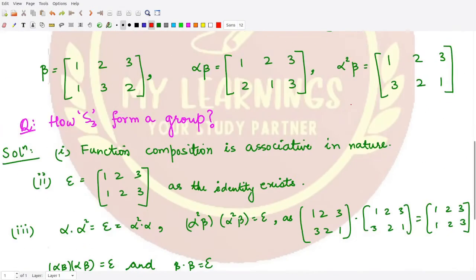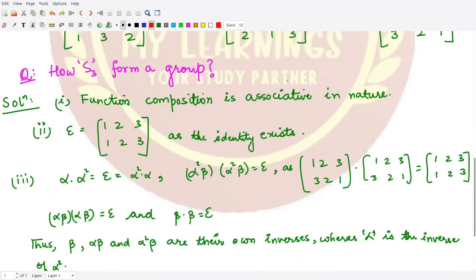So therefore alpha and alpha inverse, alpha and alpha square, they are inverse to each other. For the next elements, we see that alpha square beta is the inverse of itself. Again, alpha beta is the inverse of itself, and beta is the inverse of itself. So to verify this, let's see for alpha square beta. If you compose alpha square beta with alpha square beta only, you would have the permutation which is the epsilon.